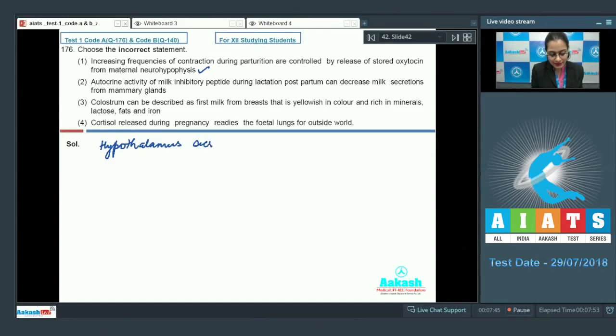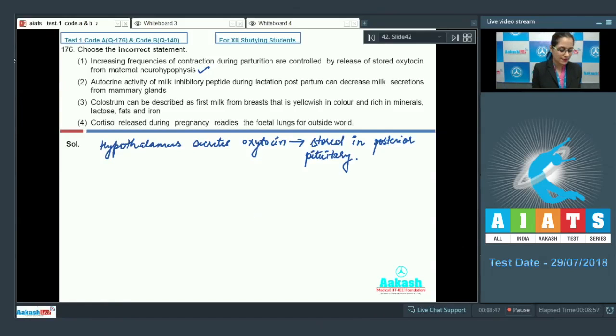which secretes oxytocin and it is stored in posterior pituitary. And during parturition, during the birth of the baby, this oxytocin has been released from the maternal neurohypophysis. And this oxytocin release will initiate a positive feedback effect and thereby increasing its own concentration and increasing the frequency of contractions in the uterus.